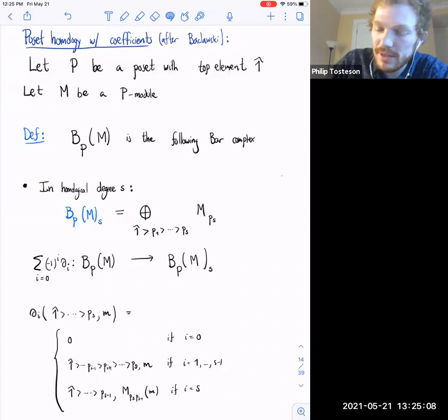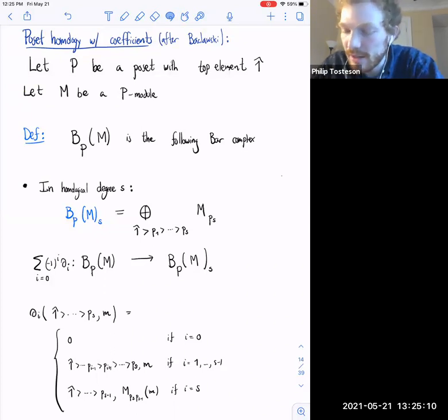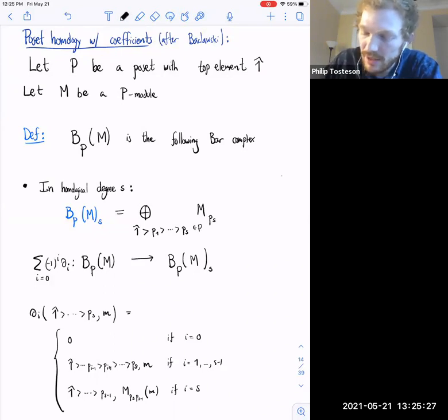So let P be a poset with top element 1 hat, and let M be a P module. Then we can define B_P of M to be the following bar complex. As it's a bar complex, it's a direct sum over chains of elements in P of M, the value of M at the last element p_s.